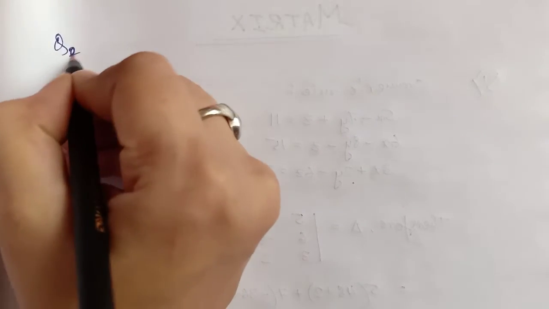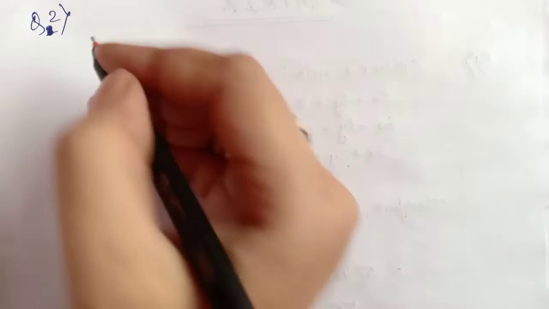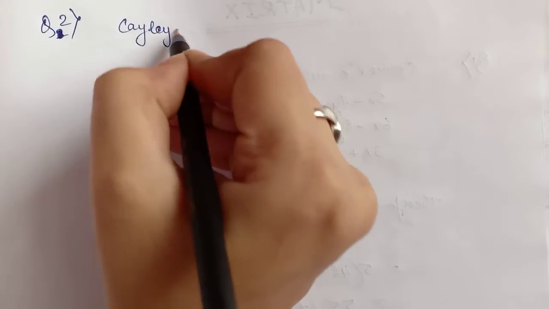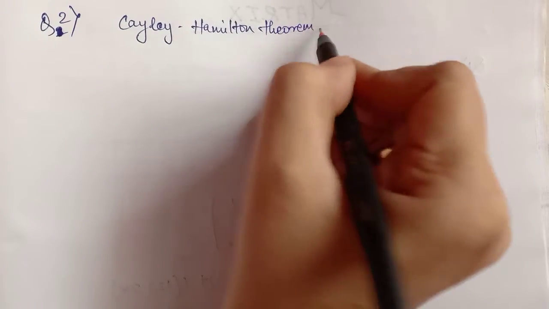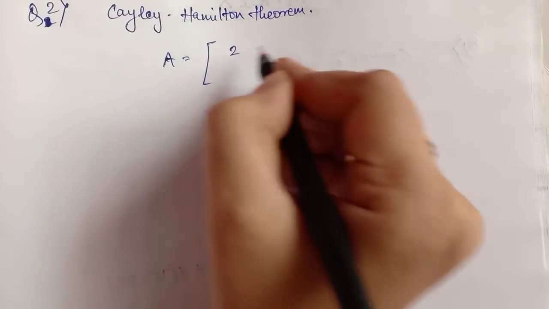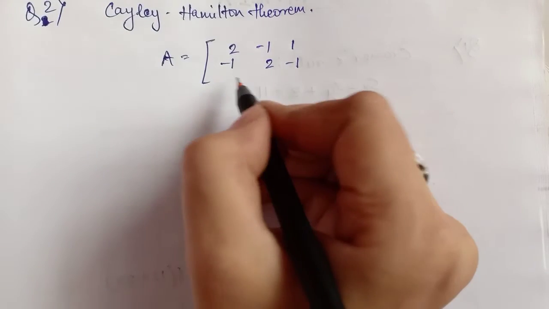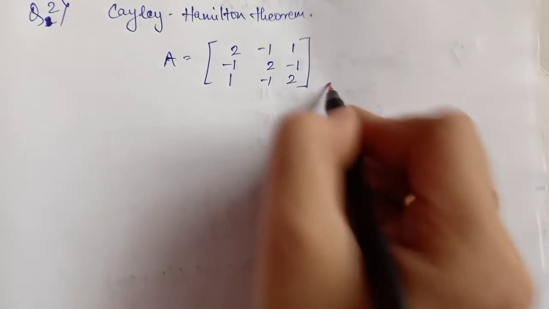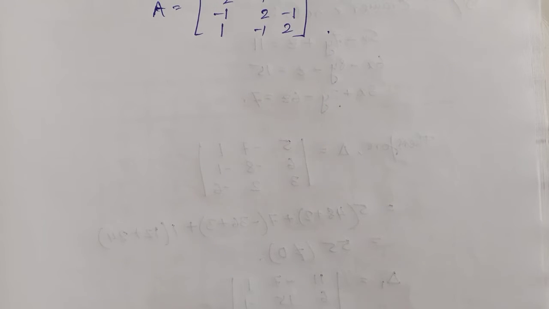Now for the second question, we need to verify Cayley-Hamilton's theorem for a given matrix. The matrix is A equals 2, minus 1, 1, minus 1, 2, minus 1, then 1, minus 1, 2. This is the given matrix. So first, we will find out the characteristic equation.